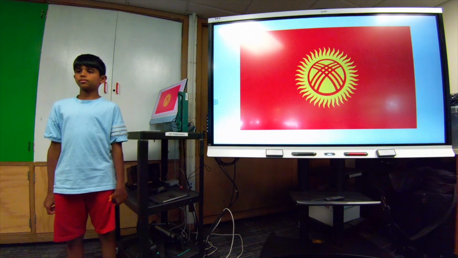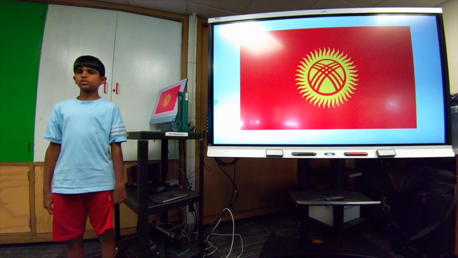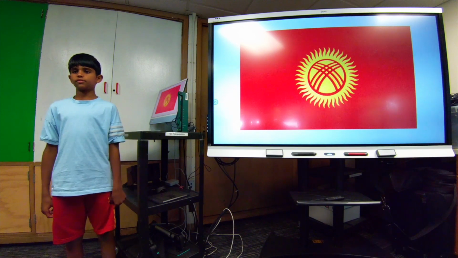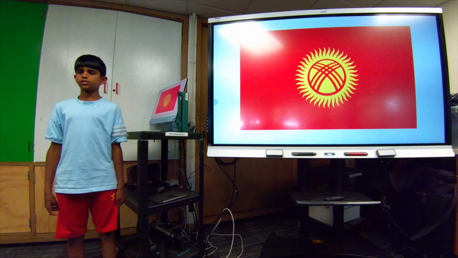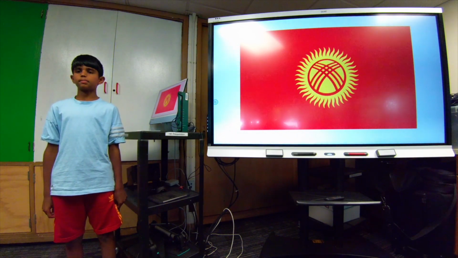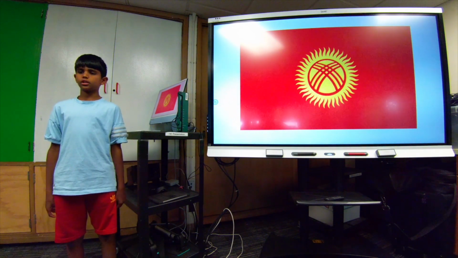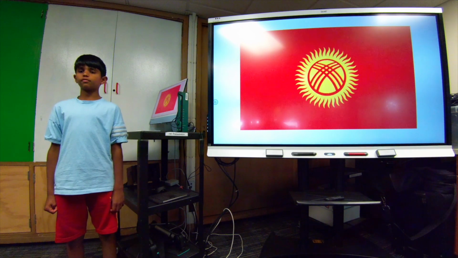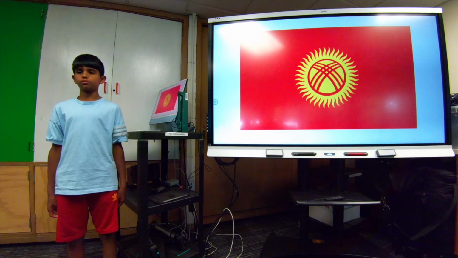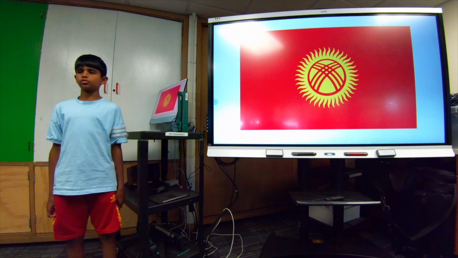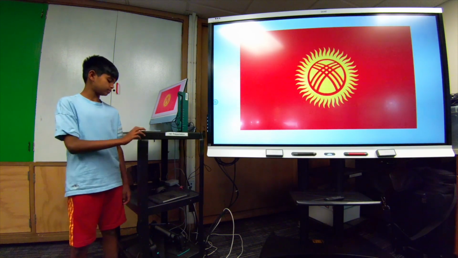Kyrgyzstan is a Muslim country, and you can see why on its flag. It has red on its flag, and red is one of the pan-Arab colors. And even though it does not have the Islam symbol, it has the sun of 40 rays, which is also a very religious symbol, especially in Kyrgyzstan, and is supposed to represent eternal renewal.